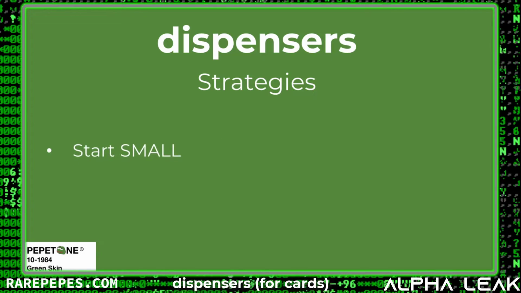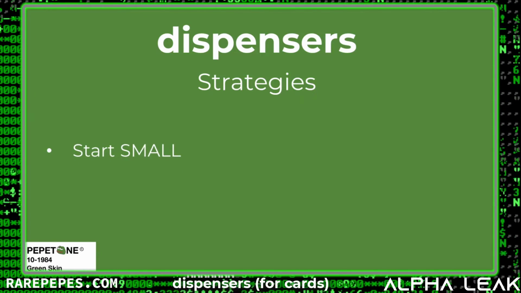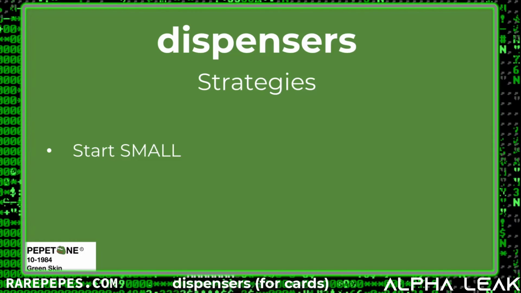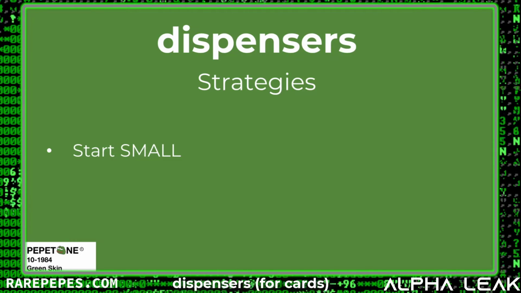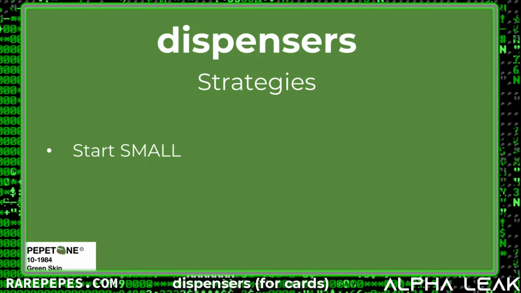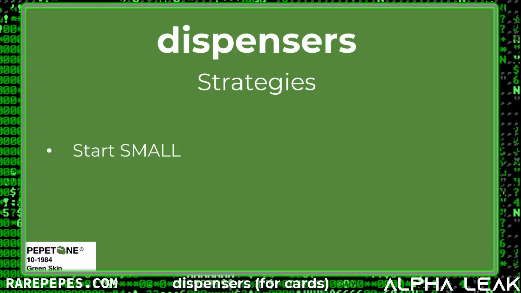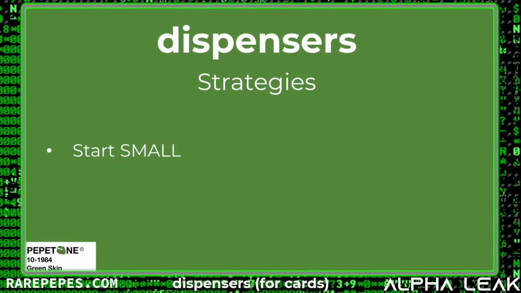And then finally here, as you're just getting started, just start small. Don't save up all your Bitcoin for that one giant purchase and have that be your first experience with dispensers. Buy a couple of cheap cards. There's definitely some cheap cards out there. And then once you get used to how the mechanics work, then make that big purchase.